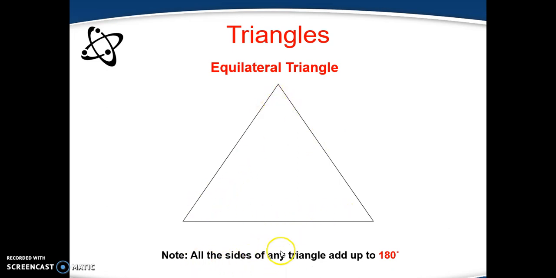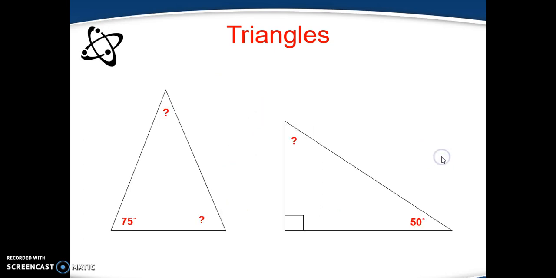And if you see from this note down here, all the angles of any triangle must add up to 180 degrees. So in this equilateral triangle, where the sides are all the same, the angles are all the same. And that's an equilateral triangle. Let's have a look at some more triangles.